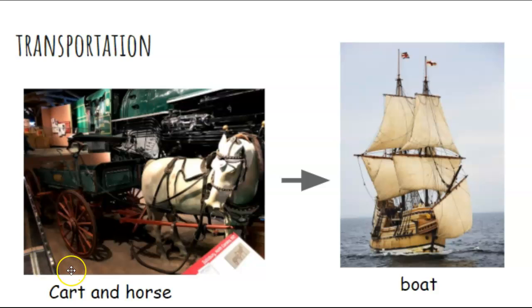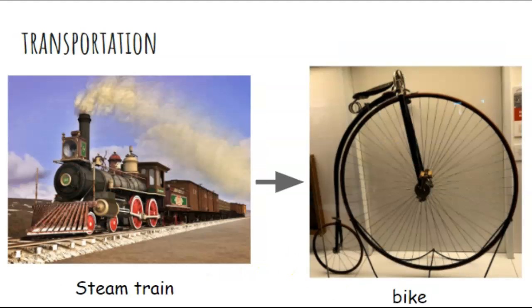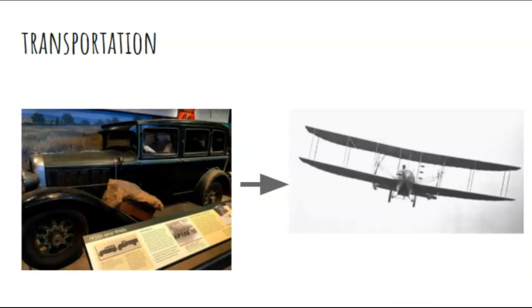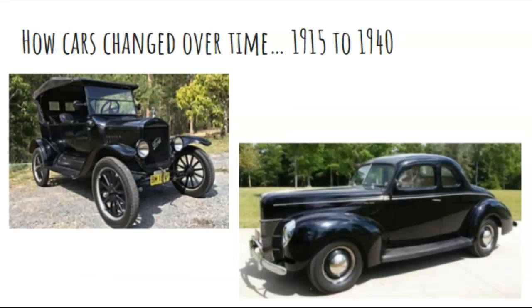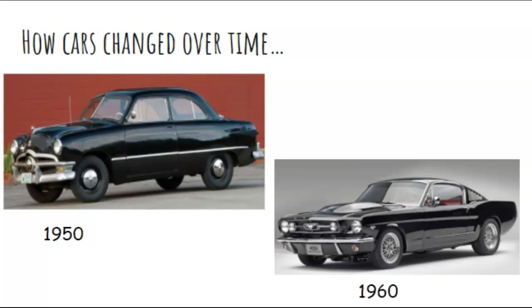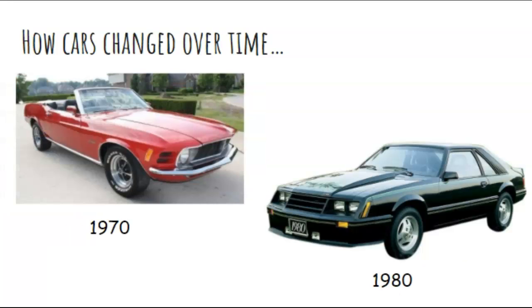Transportation, we had cart and horse, and that went to boats after that to get around from place to place. Steam trains, then bikes. You had different cars and airplanes. Here's how cars changed over time from 1915 to 1940. Some more cars and how they changed from 1950 to 1960.